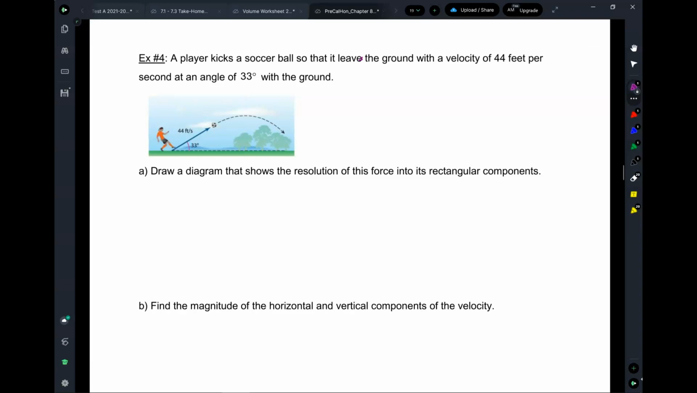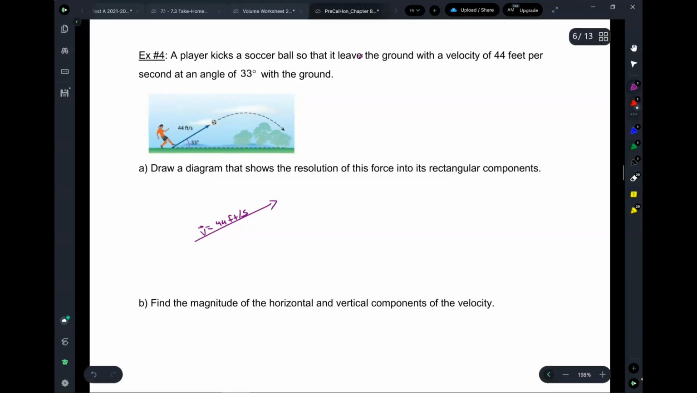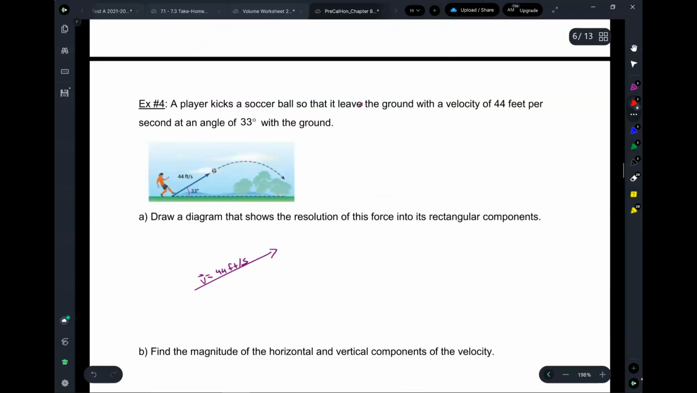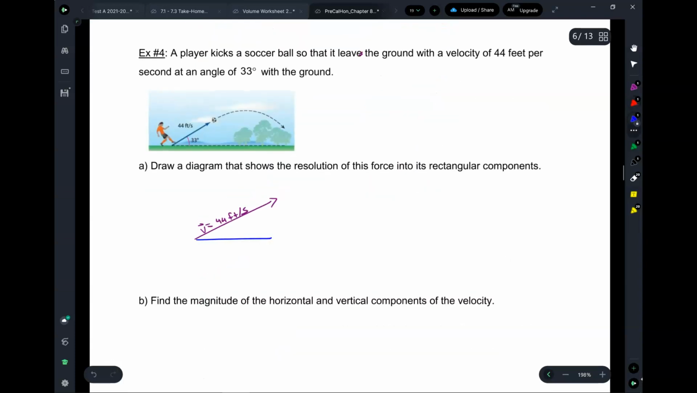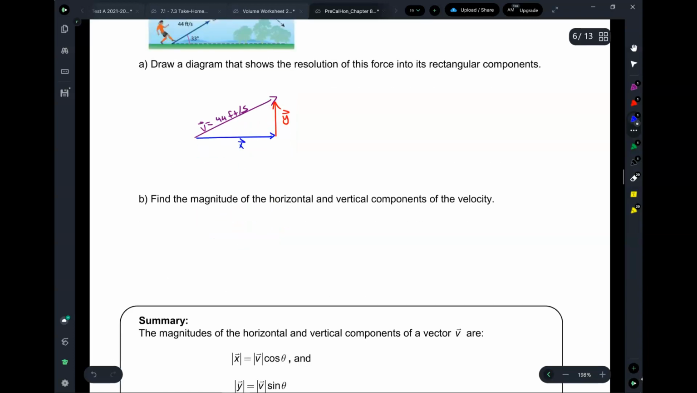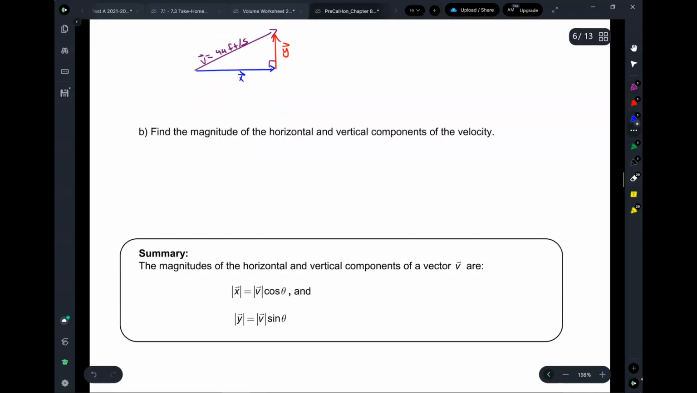Draw a diagram that shows the resolution of this force into its rectangular components. Here we go. That vector is 44 feet per second. We'll call it vector v because it's velocity. Horizontal and vertical components. Horizontal component, vertical component. Let's do this. 90 degrees. Find the magnitude of the horizontal and the vertical components.